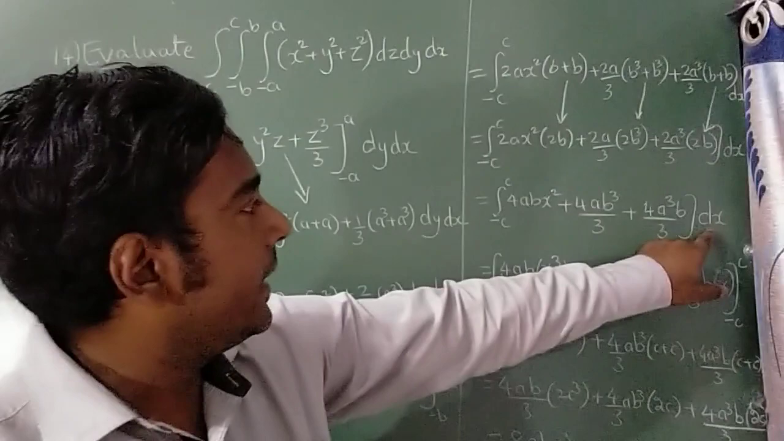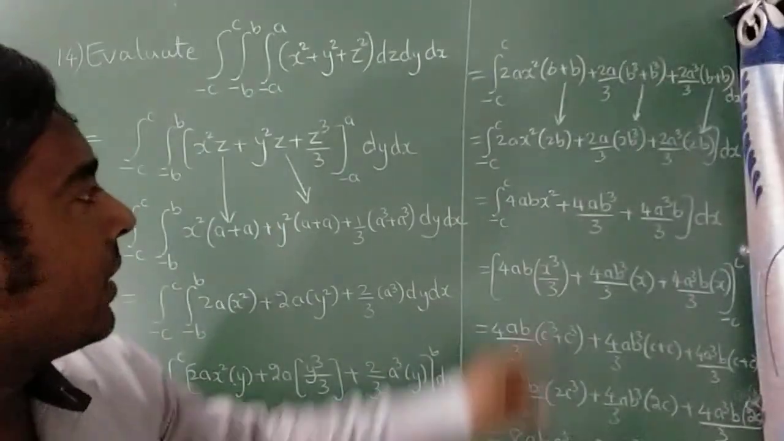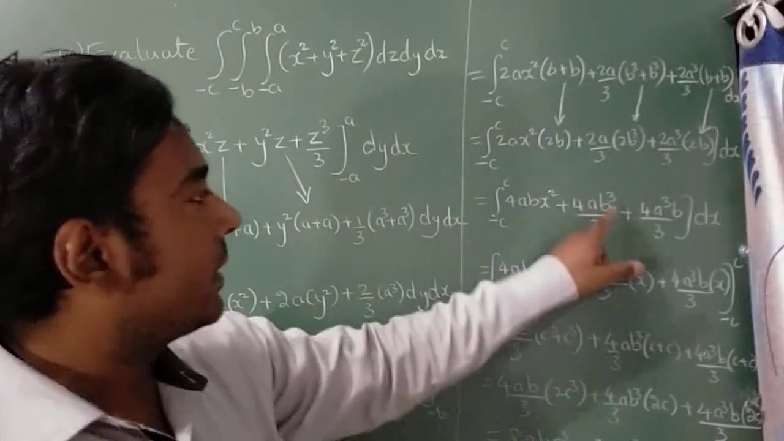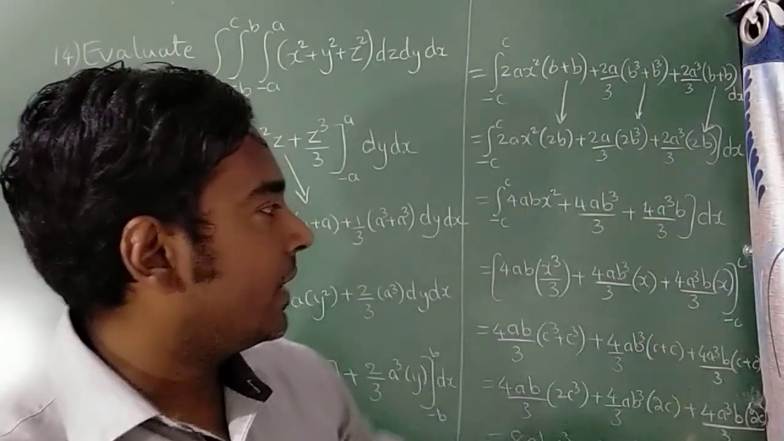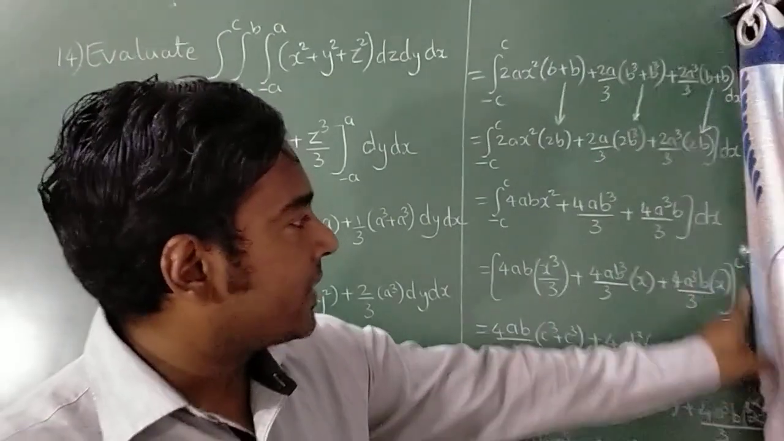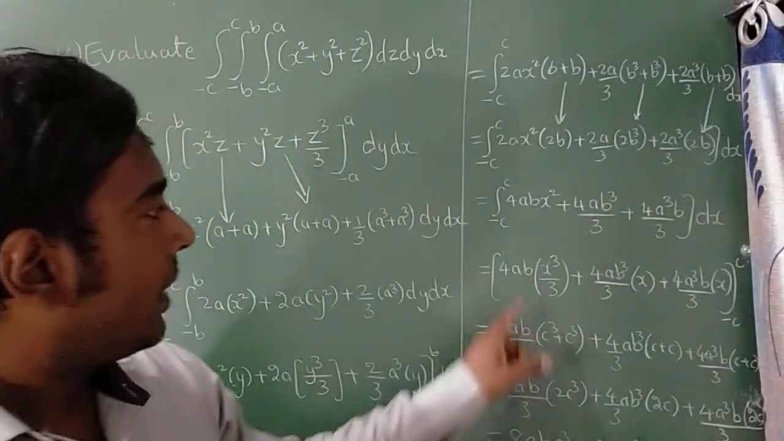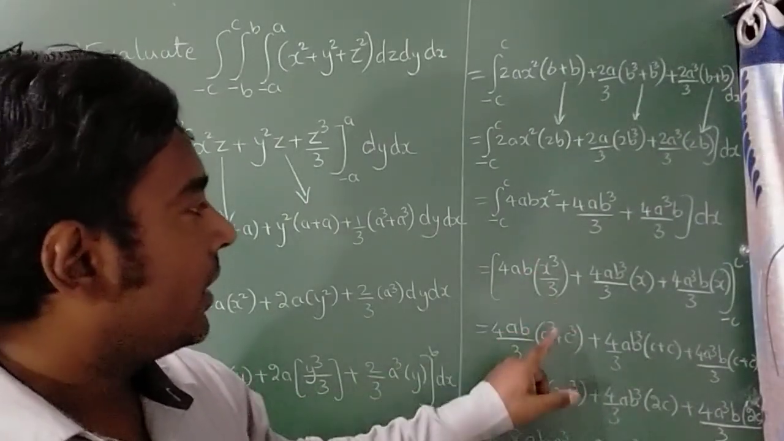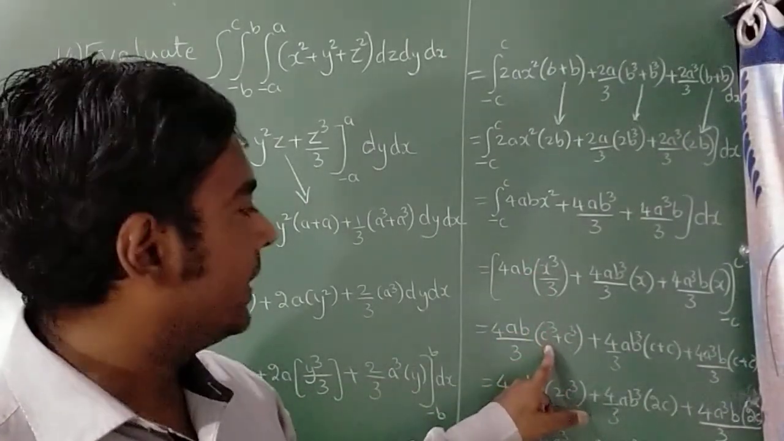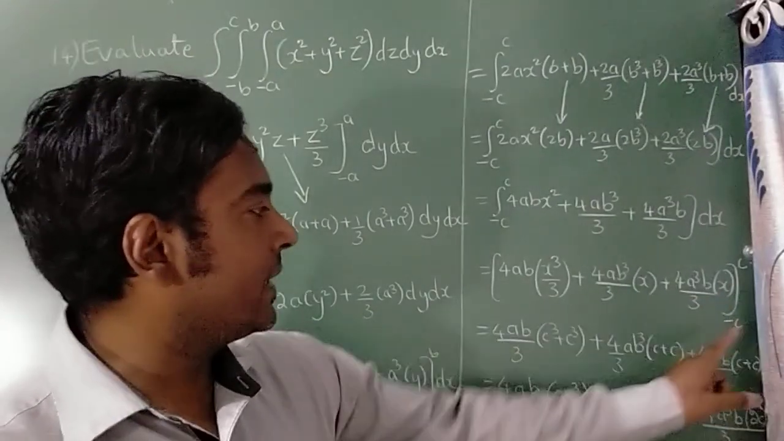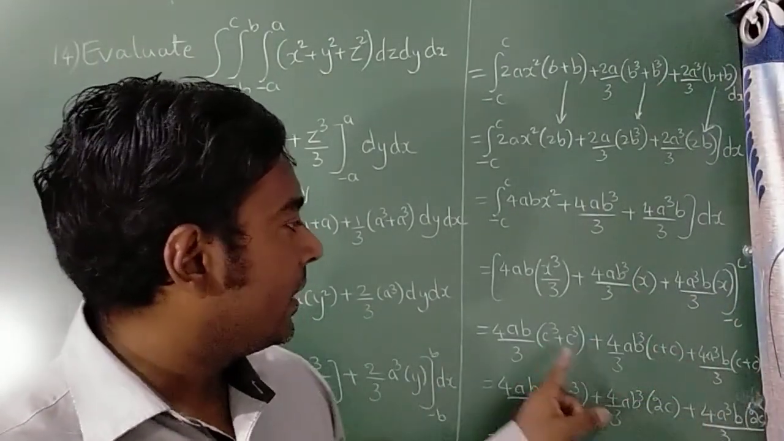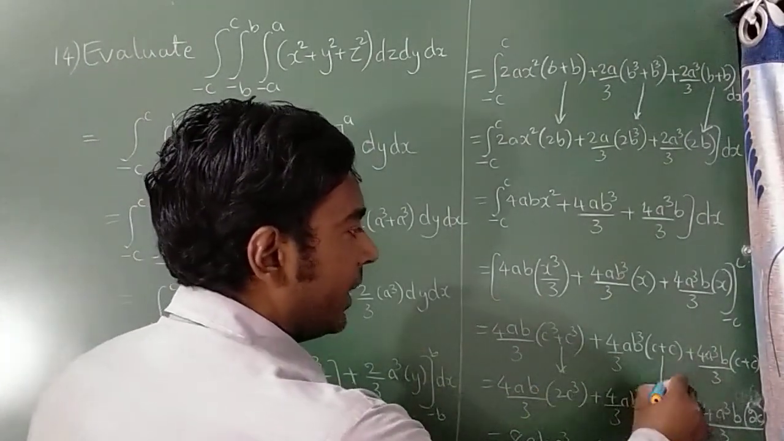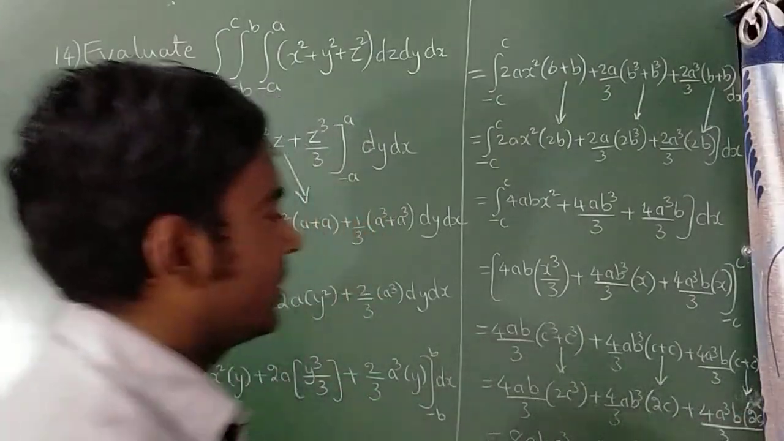Now lastly, I need to integrate with respect to x. Since there is an x square here, integration of that is x cube divided by 3. Where nothing is there, it means x. Now apply the limits, minus c to c. Now 4ab divided by 3 I have written separately, and in place of x I have to substitute c. C cube plus c cube because of limits. Here c plus c. C cube plus c cube will become 2c cube. Here it will become 2c, and here it will be 2c.